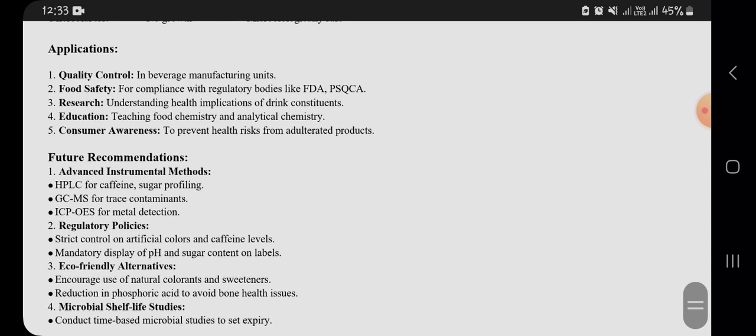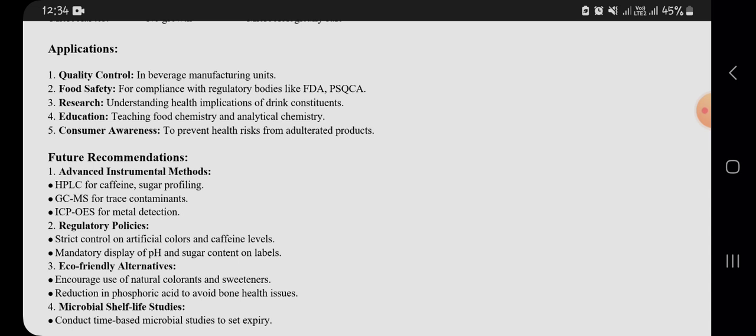Applications. Quality control in beverage manufacturing units, food safety for compliance with regulatory bodies like FDA, PSQCA. Research, understanding health implications of drink constituents. Education, teaching food chemistry and analytical chemistry. Consumer awareness to prevent health risk from adulterated products. Future recommendations.